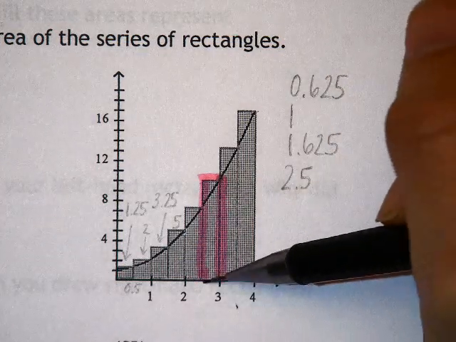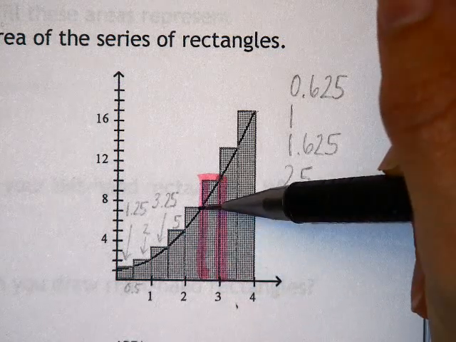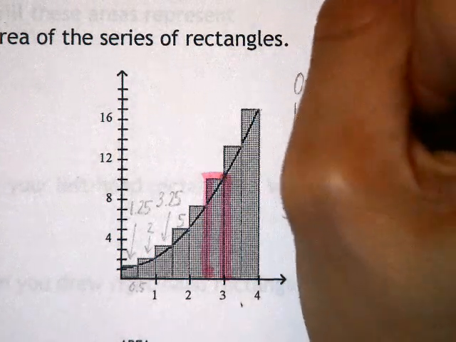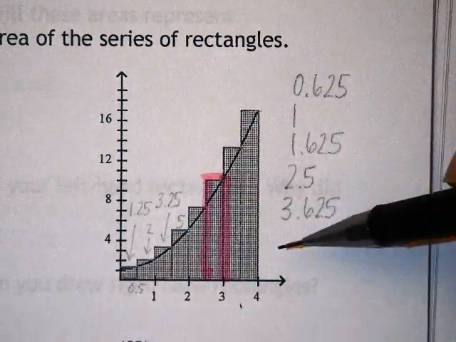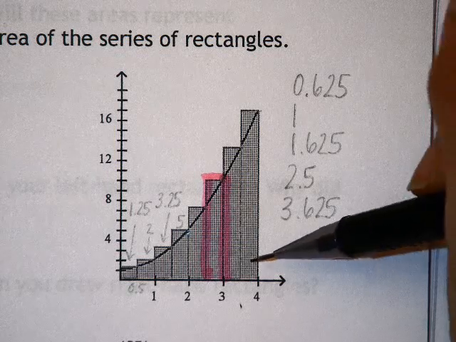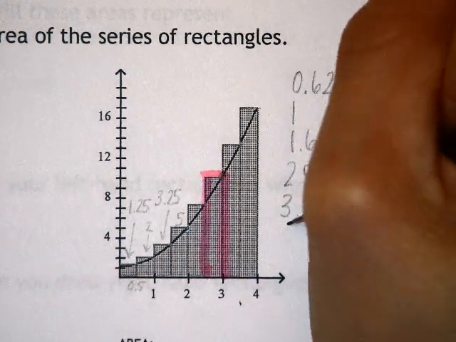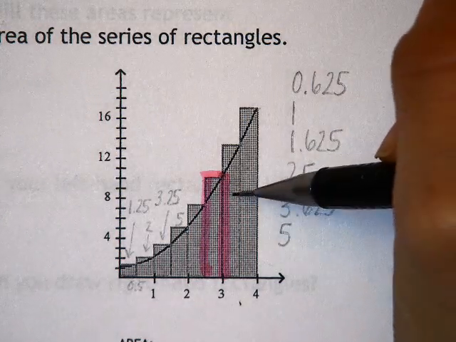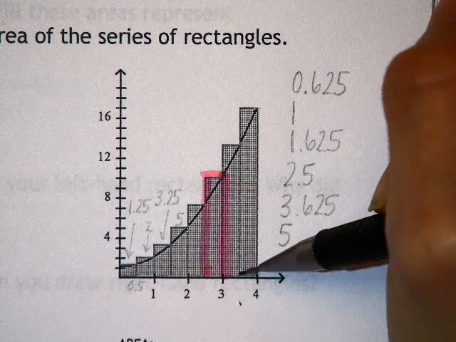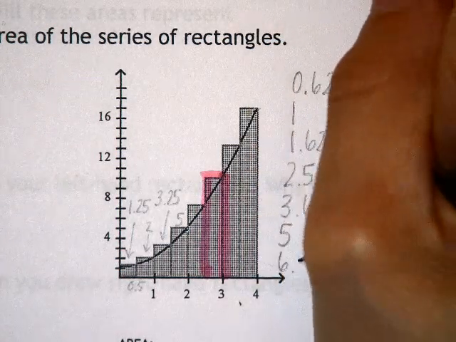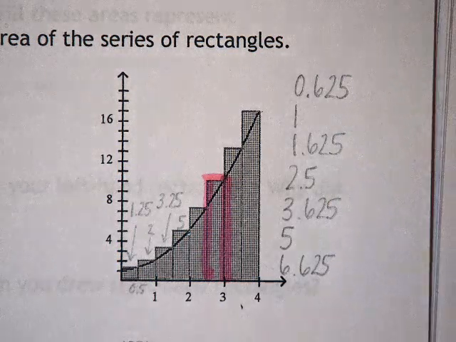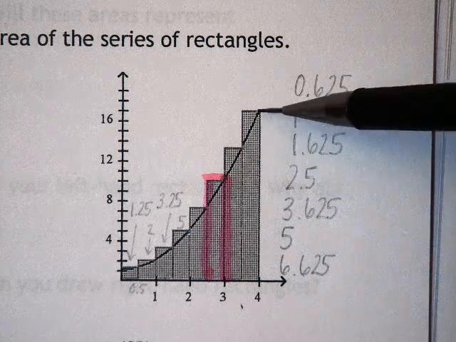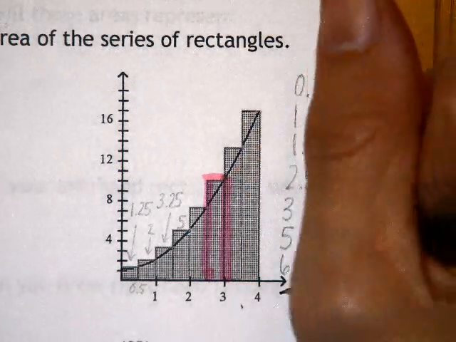The next rectangle with the x-coordinate 2.5 had a height of 7.25 and an area of 3.625. The next rectangle after that, which now I've lost count, has an area of 5. The seventh rectangle, there I am, the seventh rectangle with its x-coordinate at 3.5 has an area of 6.625. And the eighth and final rectangle, which is the one here with the x-coordinate 4, has an area of 8.5.